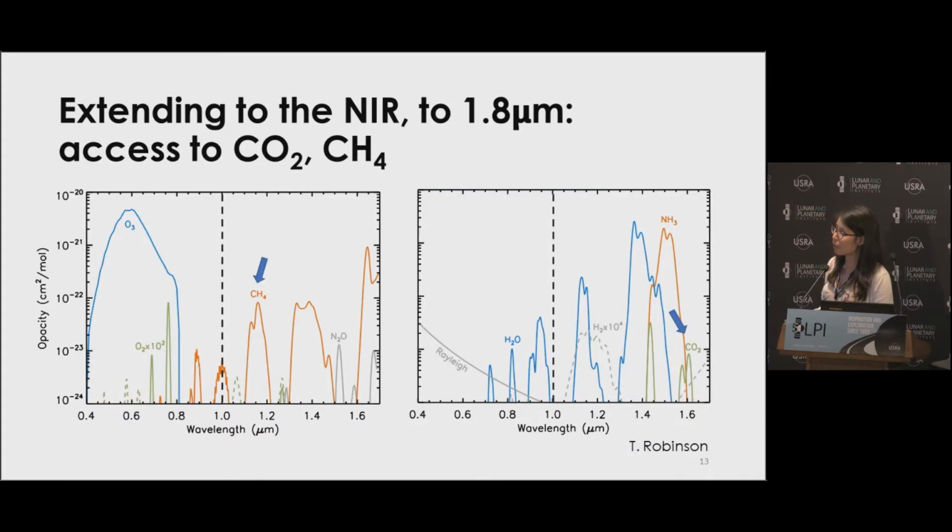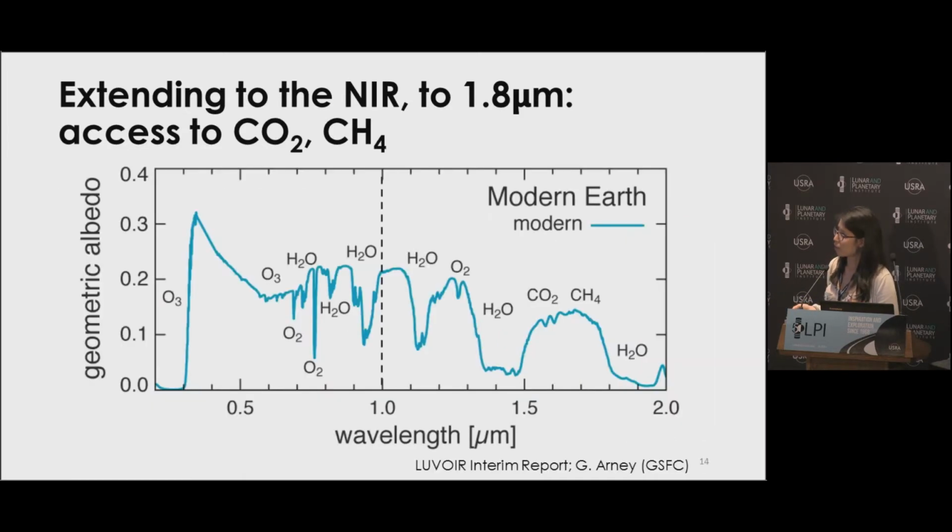And so for our first study, we stuck mainly to the visible. And here, in current ongoing work, we're working on getting out into the near infrared. And here you can see that's where we get access to methane features as well as carbon dioxide features and more water features. And at Earth levels, in the near infrared, this is where we can start seeing carbon dioxide and methane features.